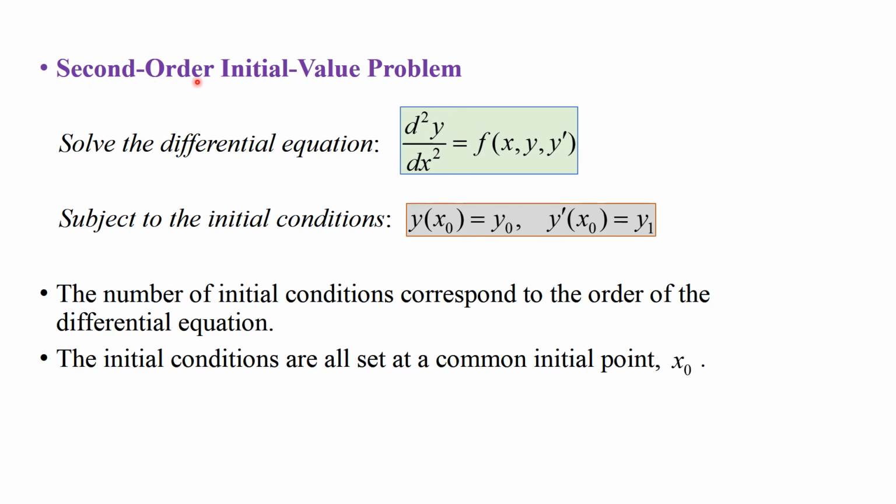Second order initial value problem. For a second order IVP, we are required to solve the differential equation which is of second order given by d²y/dx² = f(x, y, y'). Once you have solved this second order differential equation, we must ensure that its solution satisfies two initial conditions which are y(x0) = y0, y'(x0) = y1.